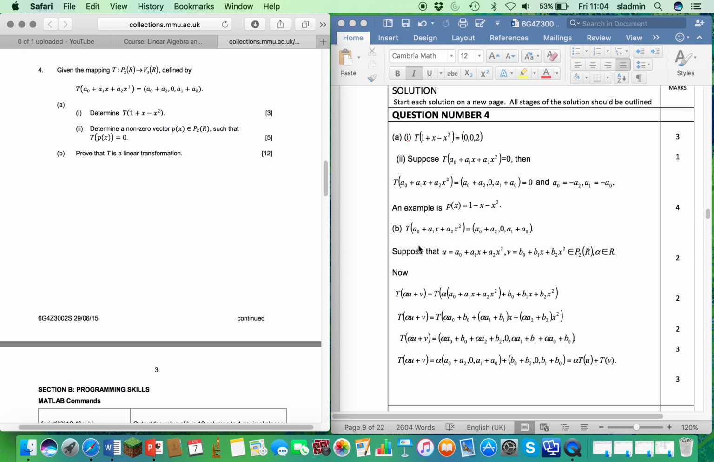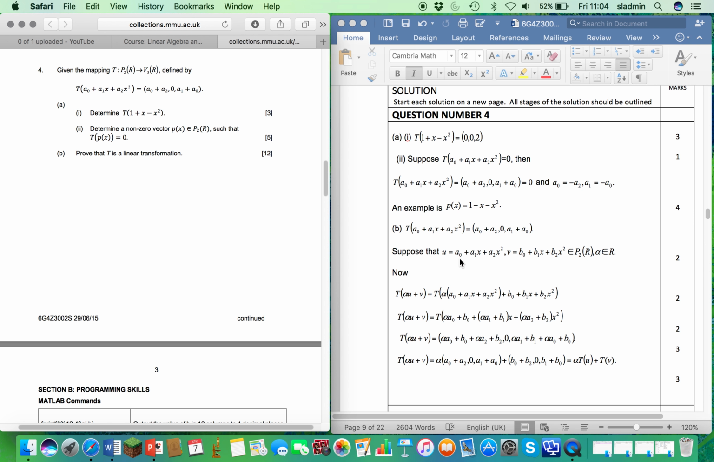For part B, we want to now prove that this mapping, T from this polynomial space into three-dimensional vectors, is a linear transformation. So we need to prove that T of alpha u plus v is equal to alpha T of u plus T of v. This is what we need to show to prove that T is a linear transformation.